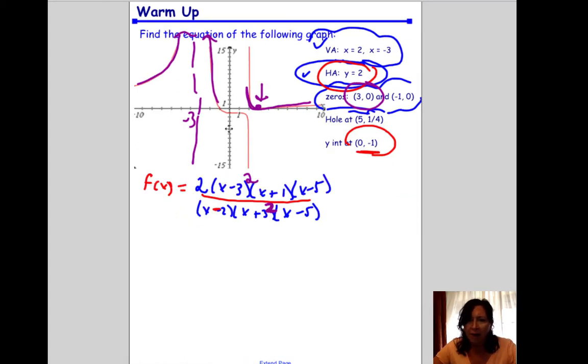So I'm going to plug my values in again for the hole and the y-intercept. So now I'm going to plug in 0 again.